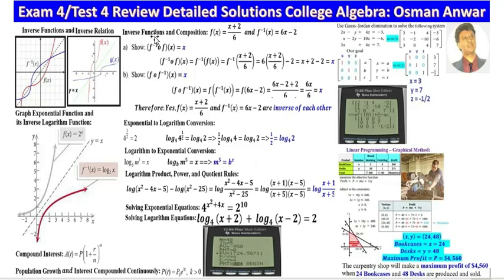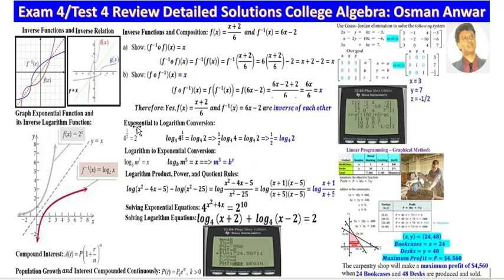Then we'll look at inverse function and composition to show that f of x, for example, f of x equals x plus 2 over 6, and the f inverse of x equals 6x minus 2 are inverse of each other. That is, A will show f inverse compose f of x equals x. B will show f compose f inverse of x equals x. Therefore, yes, f of x equals x plus 2 over 6 and the f inverse of x equals 6x minus 2 are inverse of each other.